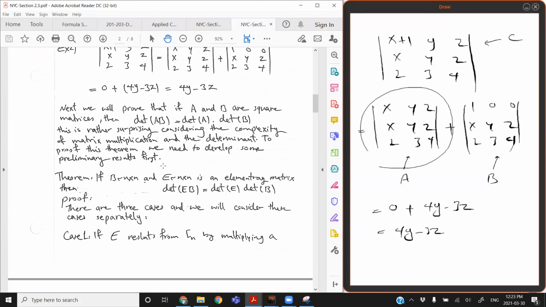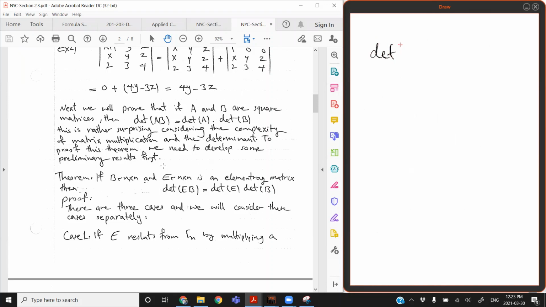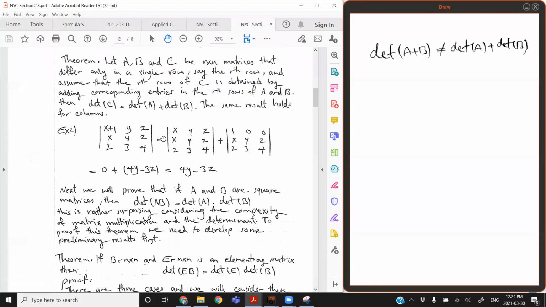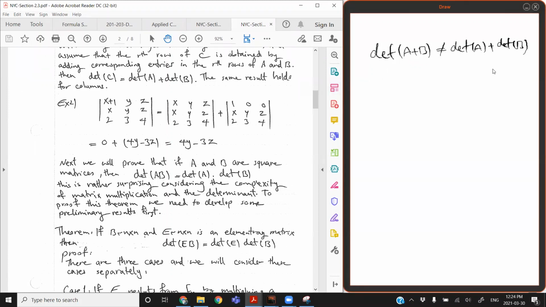So we learned that generally the determinant of A plus B is not equal to the determinant of A plus the determinant of B. We also looked at one interesting relation in a very special case. I'm talking about this theorem here. But generally, the determinant of A plus B is not equal to the determinant of A plus the determinant of B. But we're going to prove that the determinant of A times B is equal to the determinant of A times the determinant of B. So this is always the case.